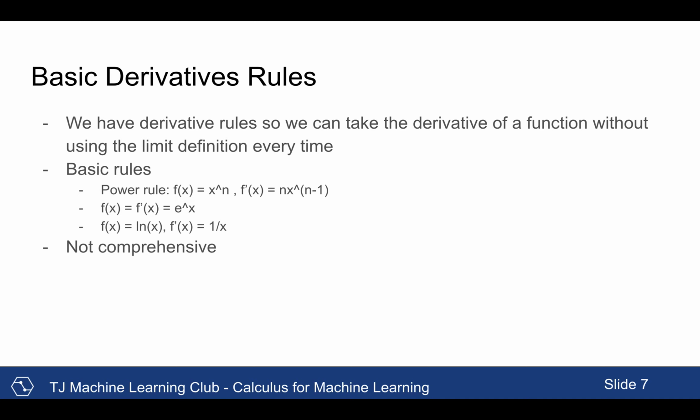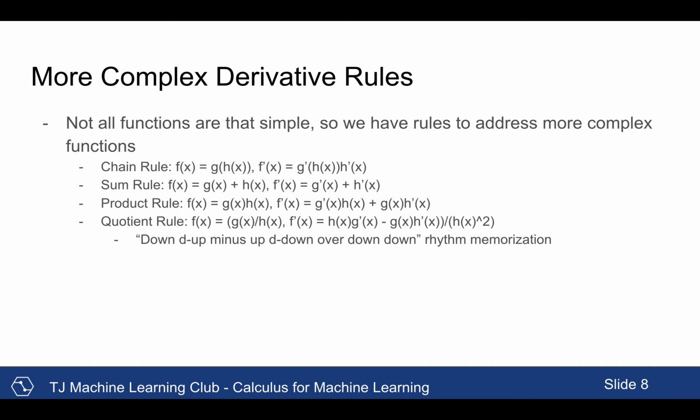And one more: given that f of x is ln x, the derivative of that is 1 over x. Of course, not all functions we're given are going to be that simple or that clean. So thankfully, we have rules to address more complex functions. The first one is the chain rule, and this one is the most complex of all of the other rules.